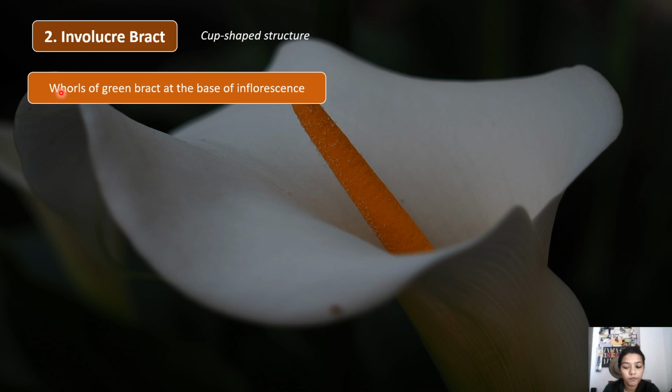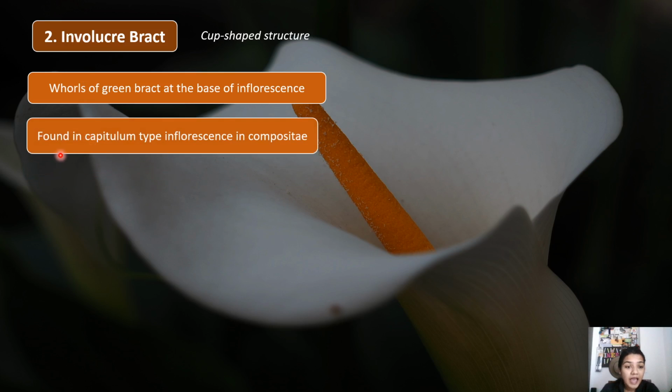If you remember what are whorls, I had explained that whorl is like a circular pattern of arrangement, right? So these bracts are present in whorls. These are green and these are present at the base of the inflorescence. Inflorescence के base पे present होते हैं, green color के होते हैं, और whorls में मतलब circular pattern में होते हैं, right? So therefore these are called involucre bract, and mostly these bracts are found in capitulum type of inflorescence that is found in Compositae family.